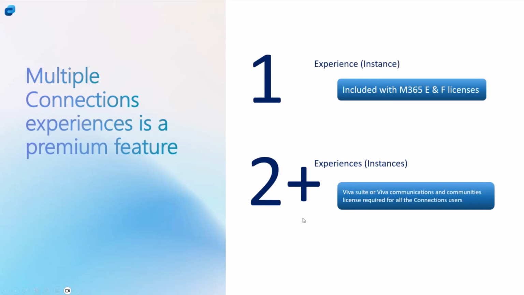All right, so the last thing before we go to demo: multiple experiences. This is a premium feature, our first premium feature within Connections. One experience is included with the M365 E and F licenses, which is the existing offering. If you set up two or more experiences, we will require either the Viva Suite or the Communications and Communities license, which is the mini bundle that includes Viva Connections Premium, Engage Premium, and the new product that has just come out, Amplify. You can have either of those and you will get the multiple connections experiences functionality, and the licenses will be required for all the users using Connections.